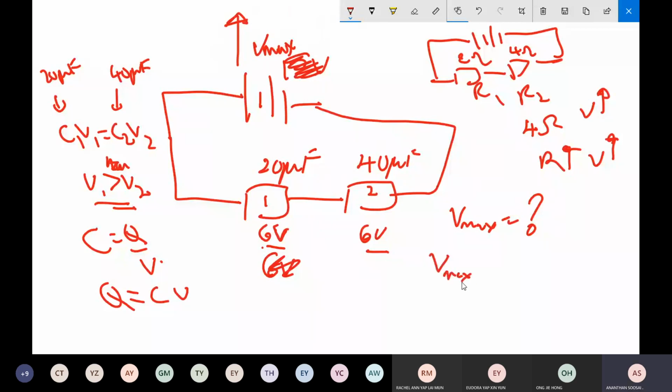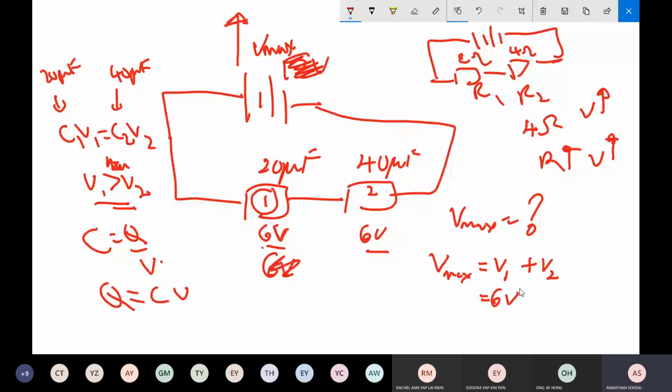So how do you find V max? V max is the same as V1 plus V2, because they are in series. When V is max, you know the voltage of one of these two, V1 or V2. Which one do you know already? The V1 is definitely going to be 6 volt.